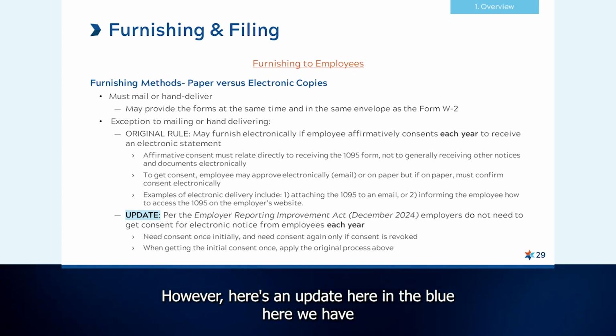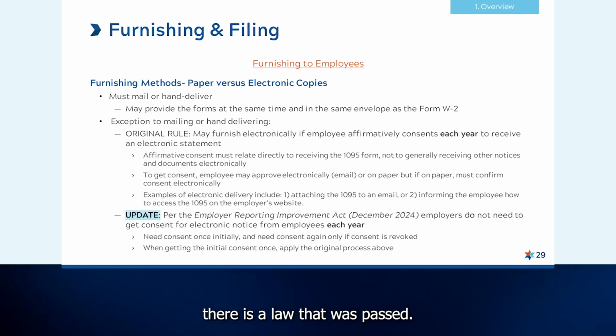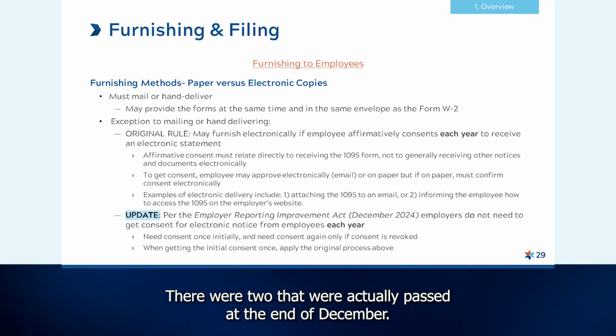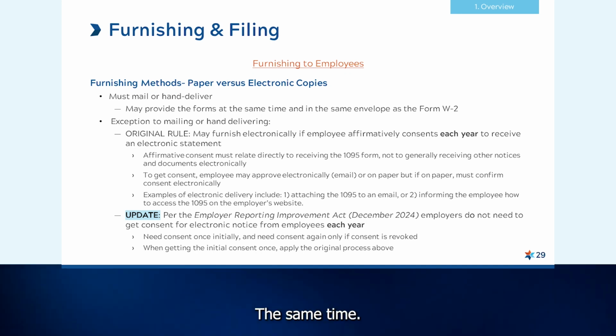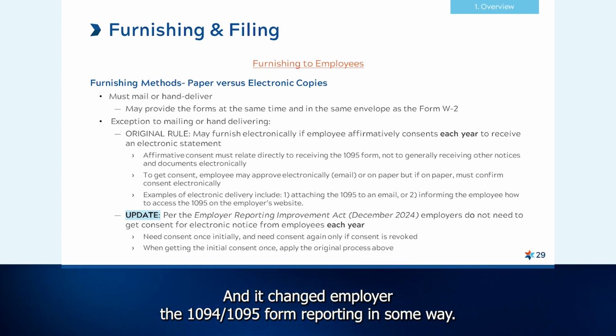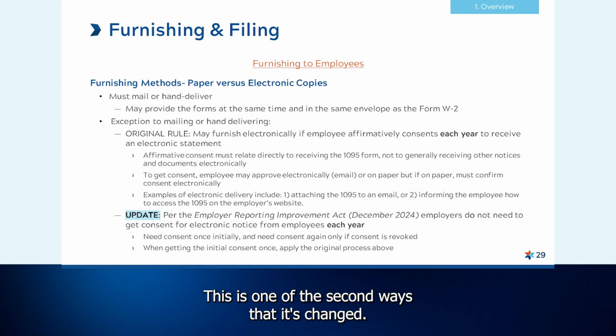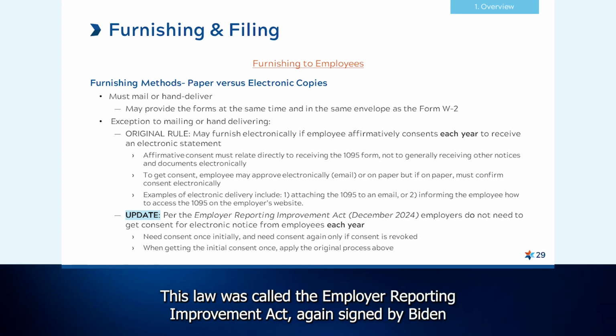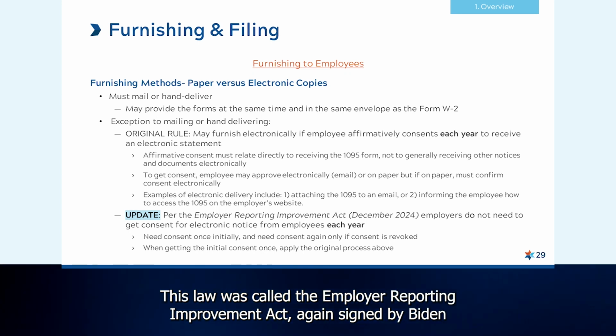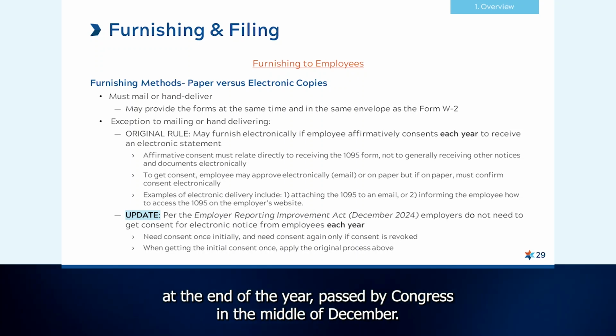In the blue here there is a law that was passed. There were 2 that were actually passed at the end of December at the same time. And it changed the 1094, 1095 form reporting in some way. This is one of the ways that it's changed. This law was called the Employer Reporting Improvement Act, signed by Biden at the end of the year, passed by Congress in the middle of December.